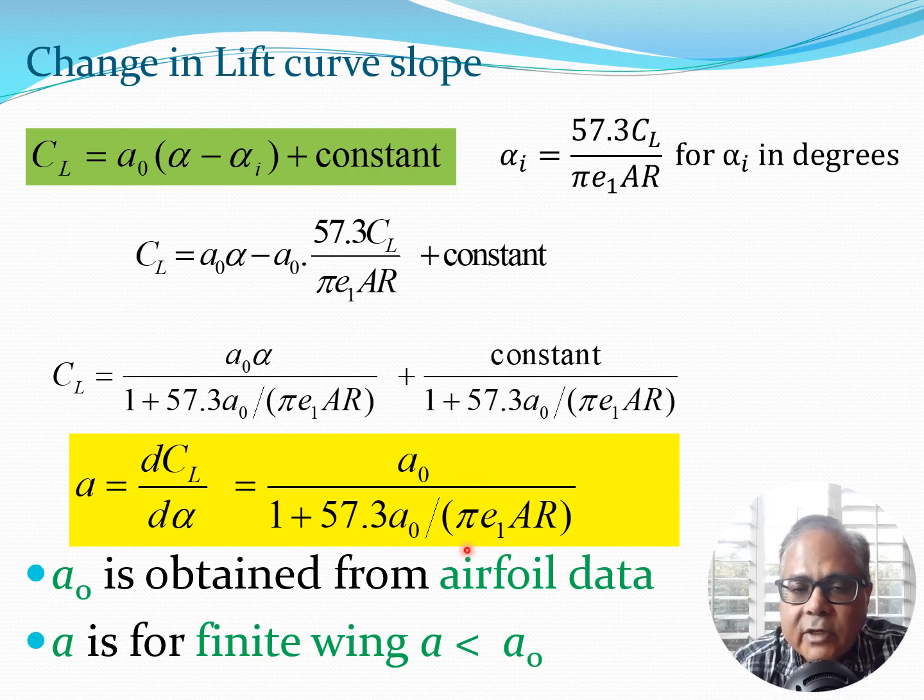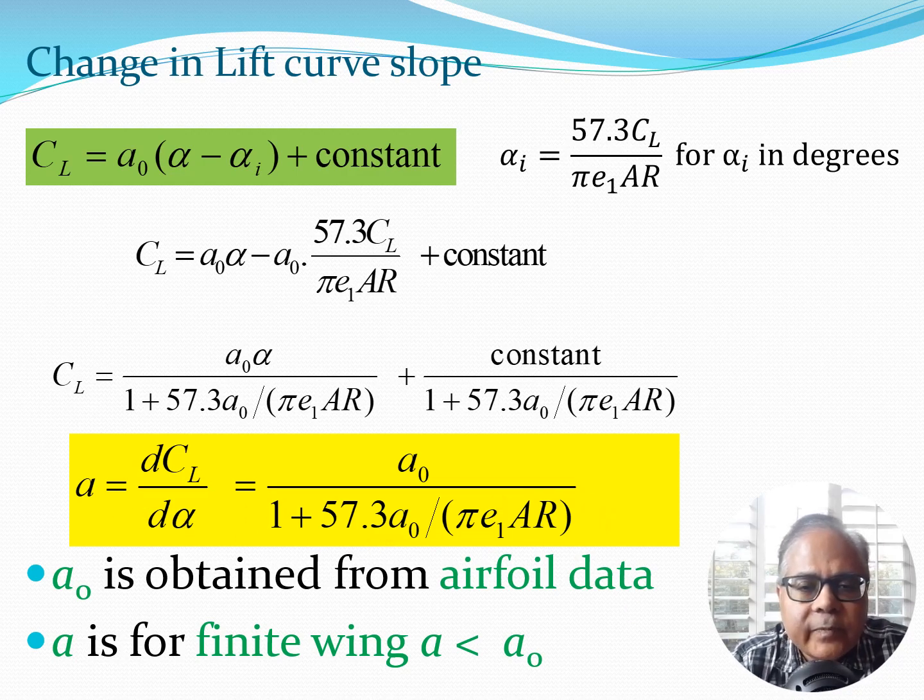So if for example you had A0 coming from airfoil data and you would require aspect ratio of the wing, you could require the E1 value, the span efficiency factor of the wing, and then you can essentially calculate whatever is the value of A for the finite wing. Now just by looking at this equation qualitatively, you know that this part is going to be some particular positive value, and therefore A is going to be less than A0, except for the case where AR would be infinite. Again we are seeing that also works out here. If AR is infinite, this term goes to 0, and in that case A becomes A0.